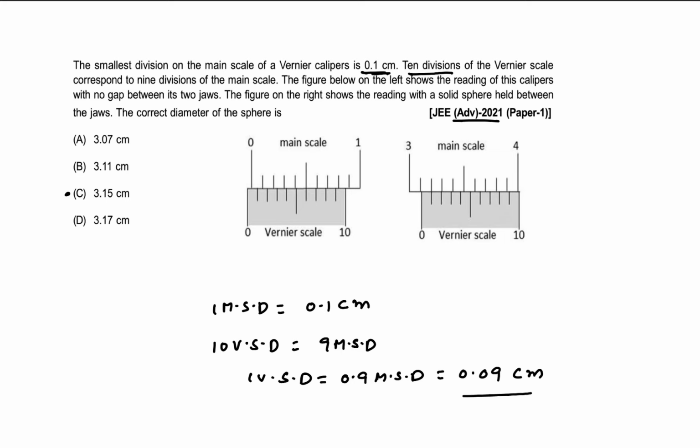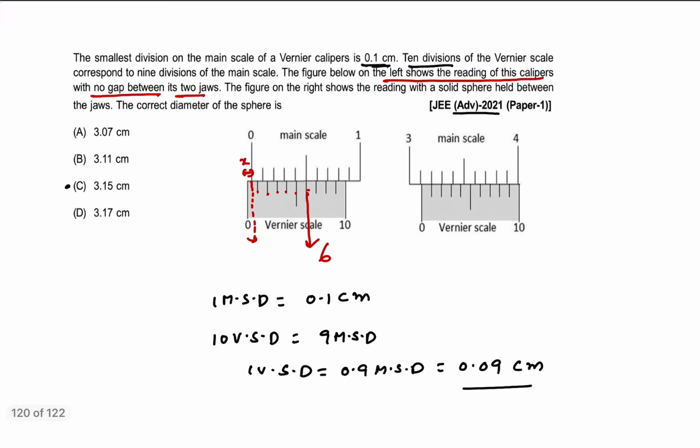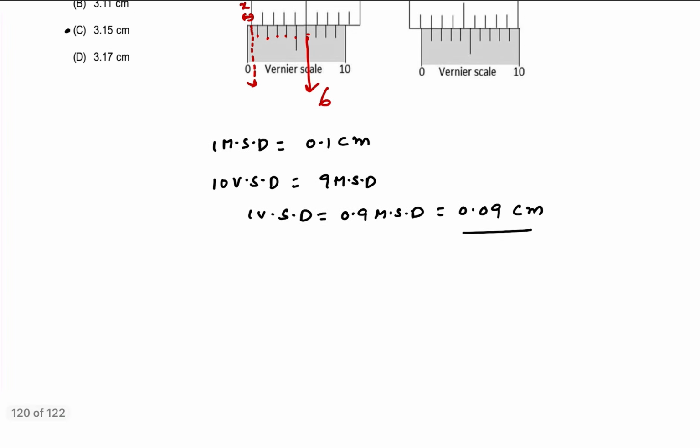Now you can see in this figure, below left shows the reading of these calipers when there is no gap between the two jaws. Now you observe that when no gap is there, already some reading is there. Actually, to get the original reading, you have to shift this 0 to the right side. That's where some reading is there, x. Which division is coinciding? 1, 2, 3, 4, 5, 6th division is coinciding. Now you see up to this how many divisions are there?